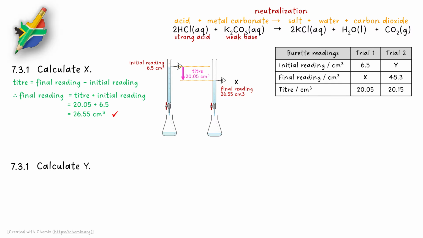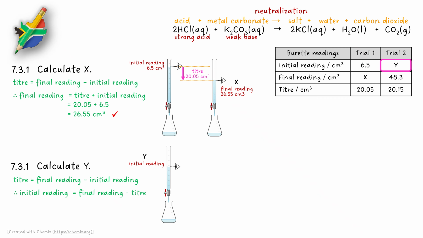Then we are asked for the value of Y. Again, the titer or volume transferred is the difference in the final and initial readings. So the initial reading is the final reading minus the titer. The initial reading is Y. The final reading is 48.3 centimeters cubed. And the titer is 20.15 centimeters cubed. Putting in the values and solving, we get 28.15 centimeters cubed.